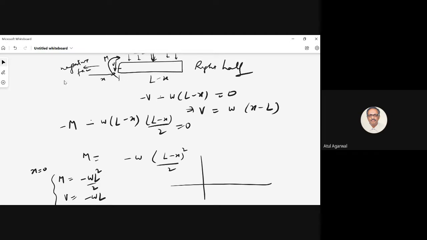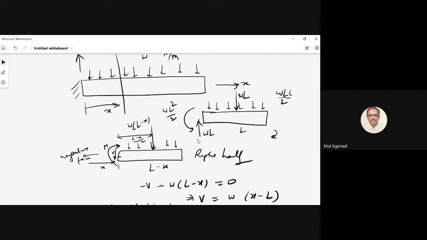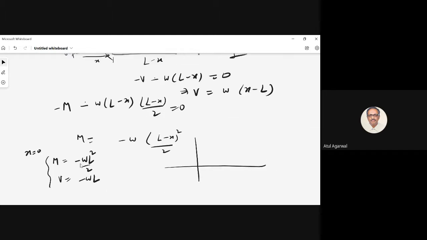What were the boundary conditions we had found? Reactions. You see, reaction was here, WL upwards. So it was a negative shear force because area normal is negative. This was counterclockwise, so again bending moment was negative, minus WL square by 2. So you're getting the same results by these expressions. So you can plot them. Your shear force is this, W x minus L. So at x equal to 0, you have got minus WL. At x equal to L, you are having 0. So this is the shear force diagram.